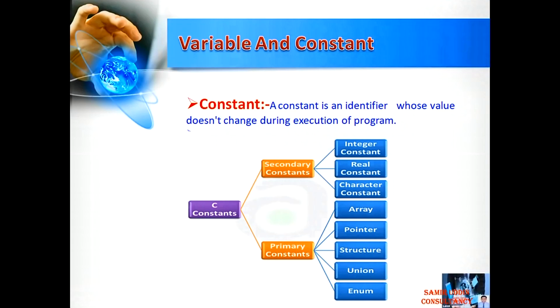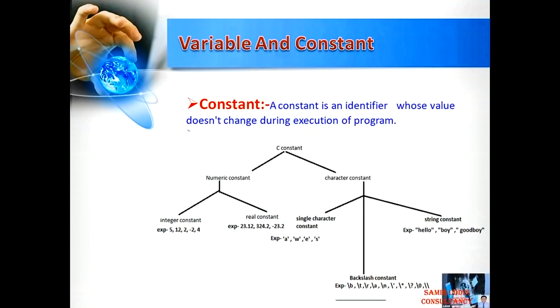So let's take some examples: numeric constants and character constants. Integer constants like 5, 12, 2, -2. Real constants, which include a fractional part, like 23.12, -2.3, 3.2, etc. Single characters like A, W, S, E, etc. Strings, which include a set of characters, like hello, boy, etc.